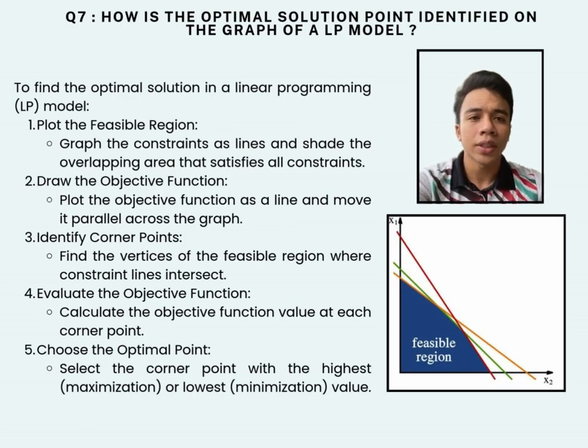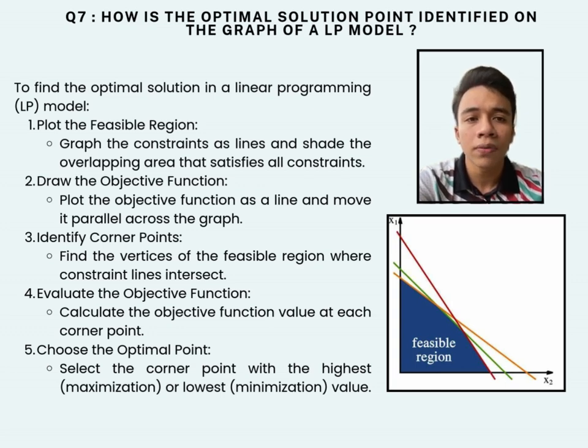Moving to the next question, question 7. How is the optimal solution point identified on the graph of a linear programming model? The optimal solution of a linear programming model is identified on the graph as the point within the feasible region that maximizes or minimizes the objective function. To explain that, I will explain how to find it.